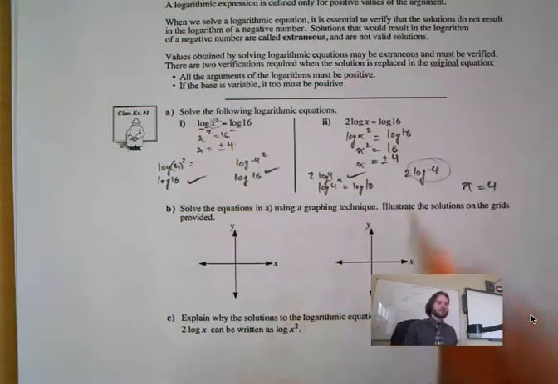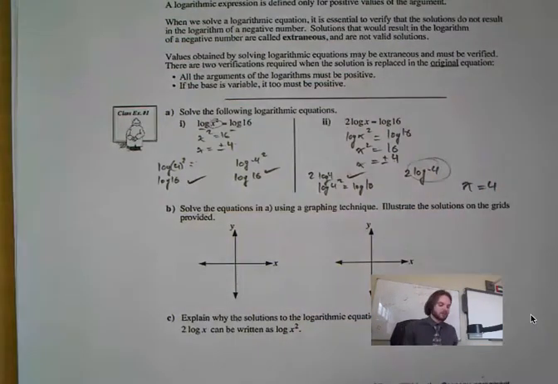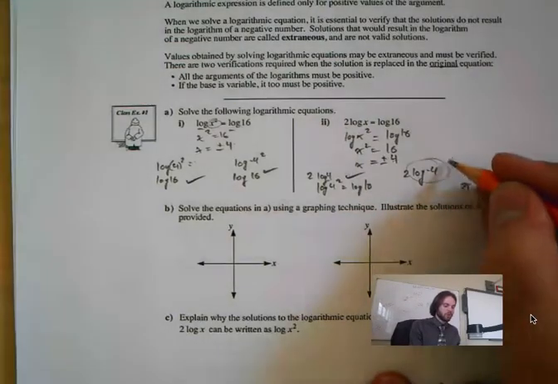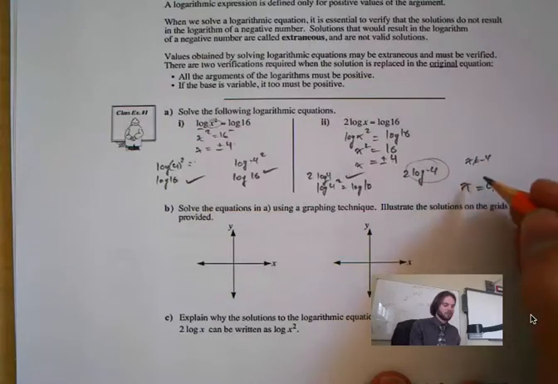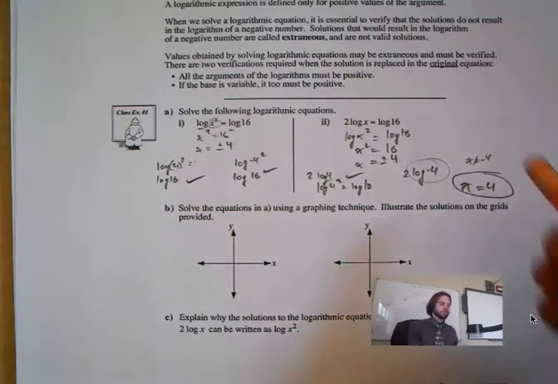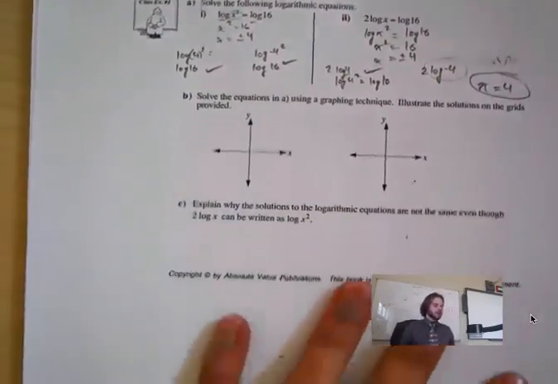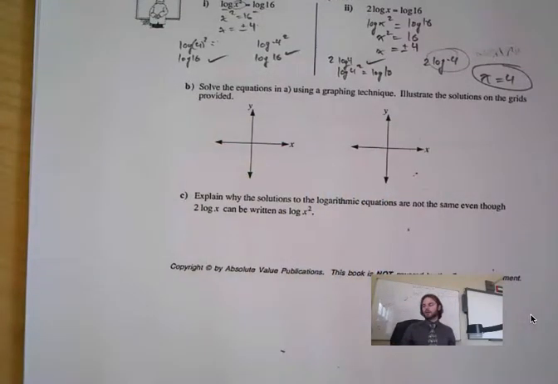Now right here I have a problem. I can never take the log of a negative. Therefore, negative 4 does not work. So x cannot equal negative 4. So my only answer is x is equal to 4. The next part here wants us to do this by graphing.